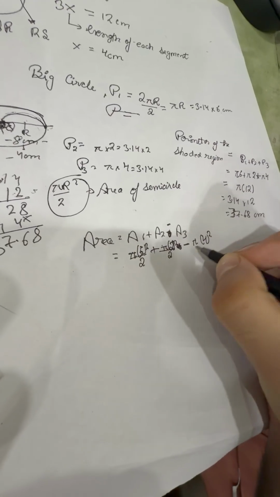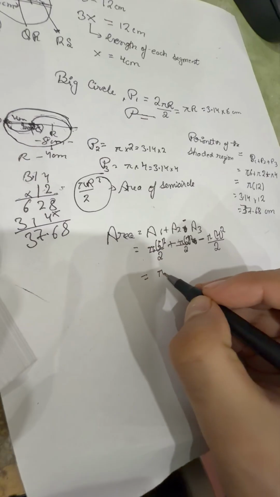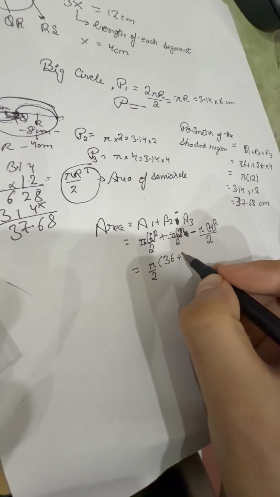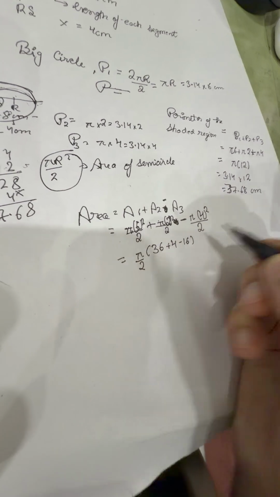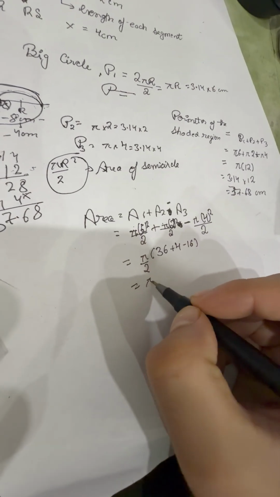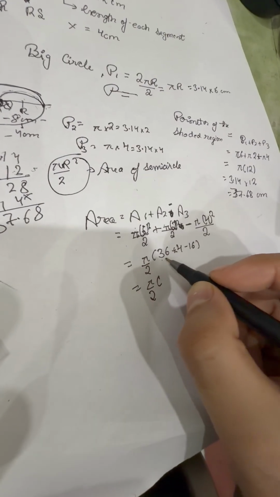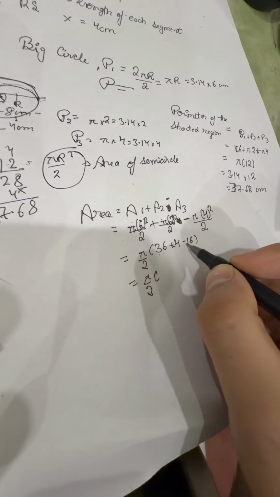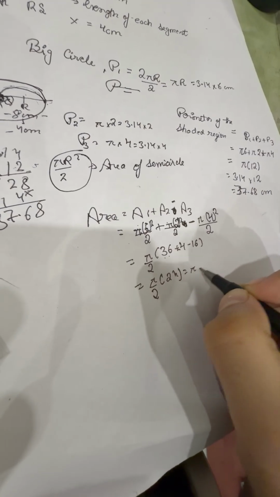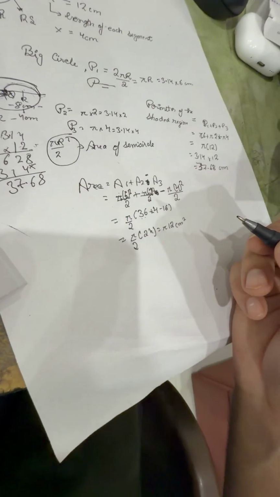4 square by 2. Now pi by 2 will be common. It will be 6 square, 36, plus 4 minus 16. Sorry, yes, the pi by 2, and this will be equal to 40. 36 plus 4 will be equal to 40, minus 16, it will be equal to 24. By 2 will be equal to pi into 12 centimeter square, of course.